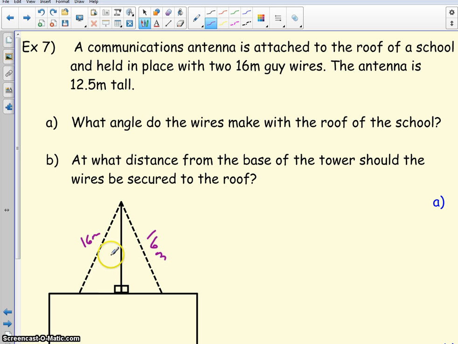And we have an antenna that's 12.5 meters tall. Okay, and we want to know the angle the wires make with the roof of the school. So if the roof of the school is along here, the angle the wires make with the roof would be right here. So I'm going to call that angle beta, and I want you to try and solve for that, and then when you're finished, try and solve B.